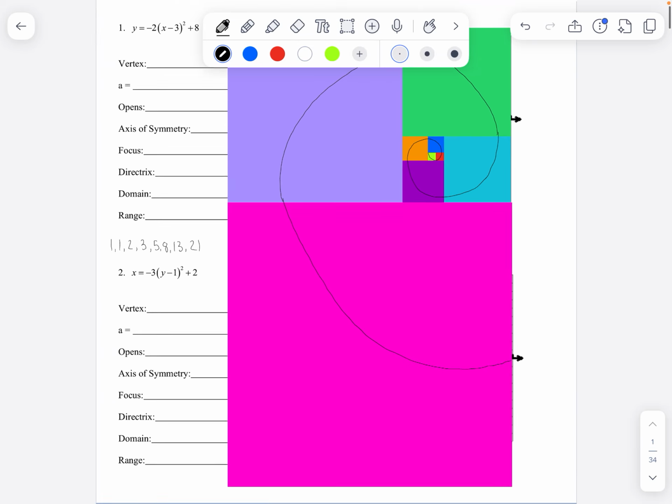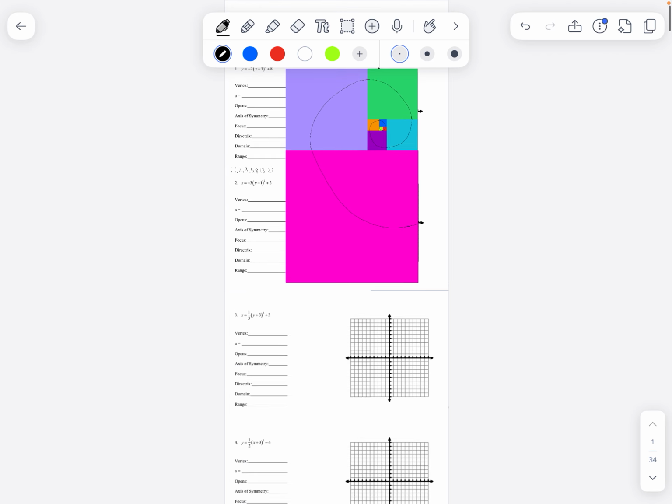Isn't that cool? So now the next time you look at the Milky Way, you know that the spiral actually comes from a Fibonacci arithmetic sequence. That's really cool, right?